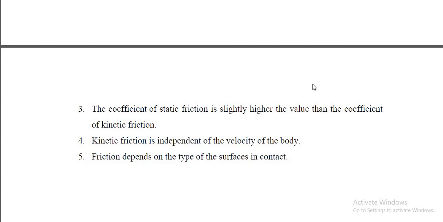And kinetic friction is independent of the velocity of the body. It is not the case that the more the velocity, the more the kinetic friction; the kinetic friction does not increase with velocity. One more point: friction depends upon the type of surface. Whether it is a medium smooth surface, a highly rough surface, or a highly smooth surface, the coefficient of friction depends upon the type of surface.